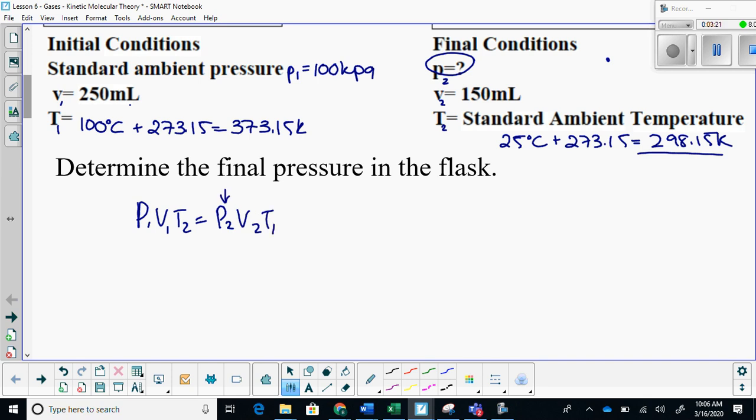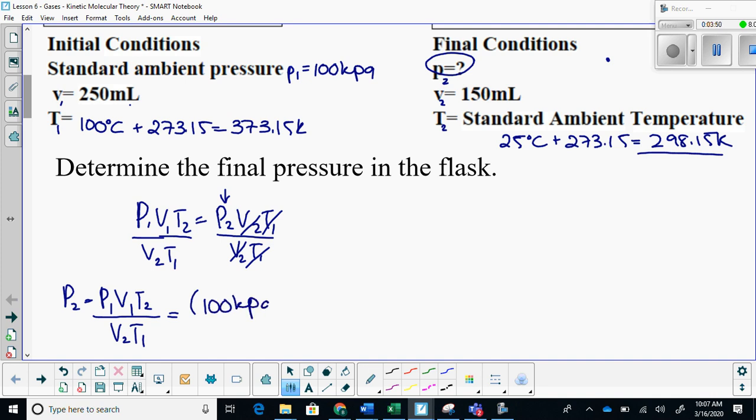This is of interest to us, so we are going to divide both sides by V2, T1. On this side, V1 cancels, V2 cancels. And we are left with P2 is equal to P1, V1, T2 over V2, T1. After we plug in our numbers, P1 is 100 kilopascals, V1 is 250 milliliters, and then we need T2. So this is where common mistakes are made. People usually plug in T1 here, so make sure you are plugging in the appropriate temperature.